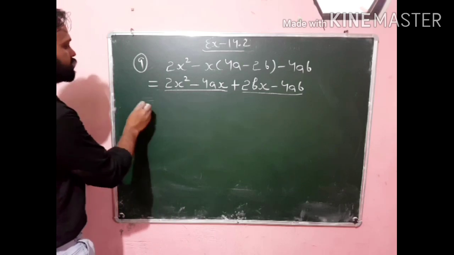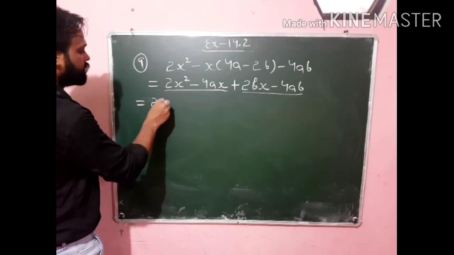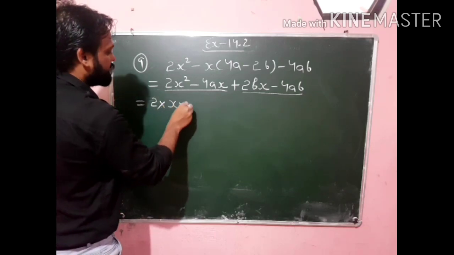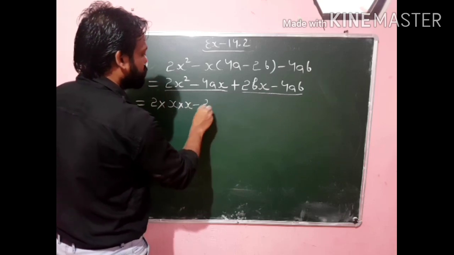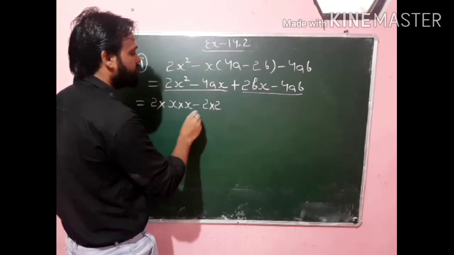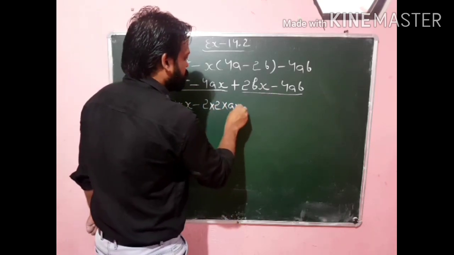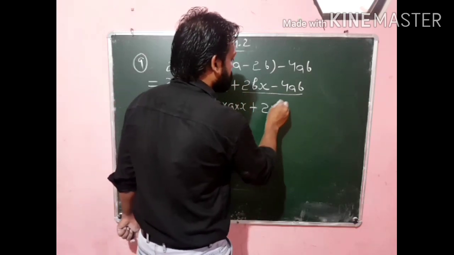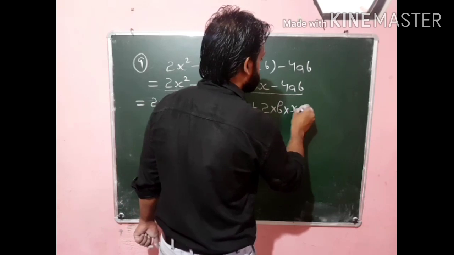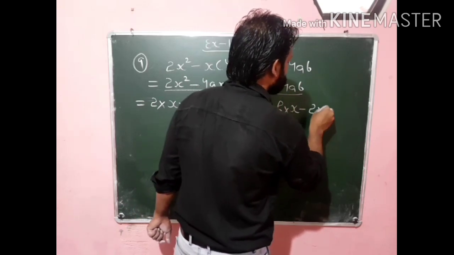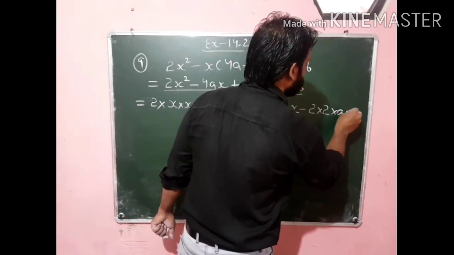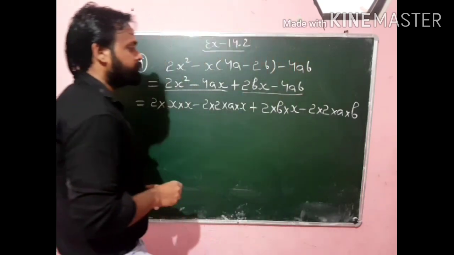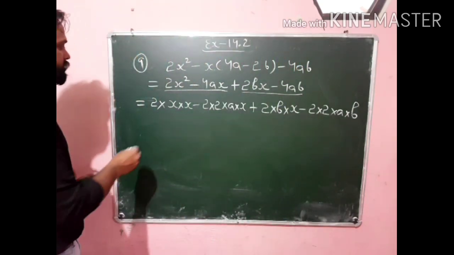So again you have to make the factors. How can we make the factors? This is 2 into x multiplied by x, minus 2 into 2 into a into x, then plus sign as it is, then 2 multiplied by b multiplied by x, and then minus 4 is here, so 2 into 2 into a into b. I hope we have made the factors, it is clear to you.